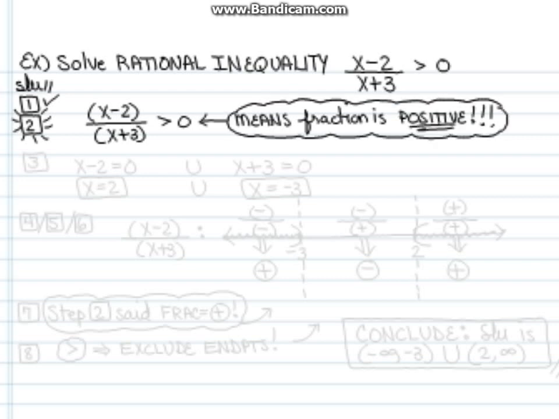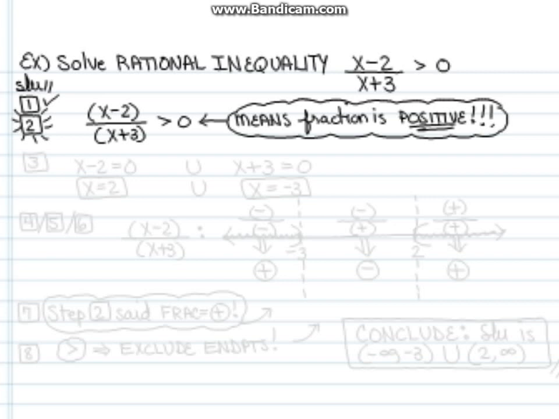We're just going to make a comment here that when we have this factor divided by this factor greater than 0, what we're saying is that the entire fraction is positive. To be greater than 0 means to be positive. Okay, and we're not going to forget that. That's why we have put a sunburst around step 2. We're going to come back to it later when we get down to step 7.